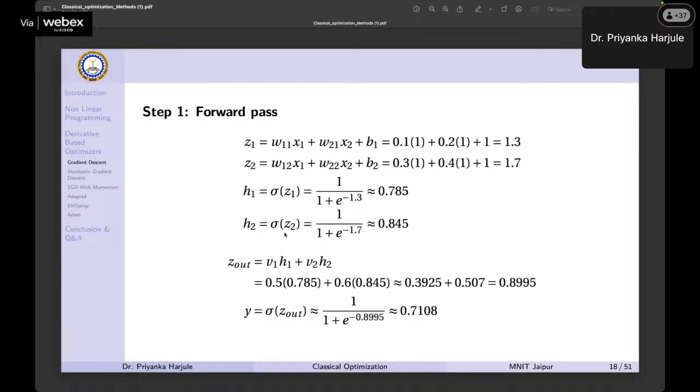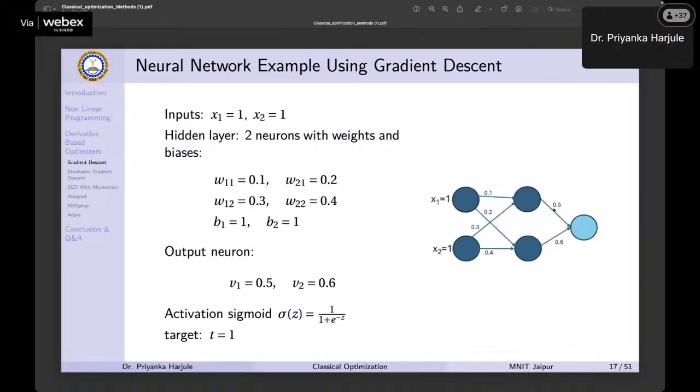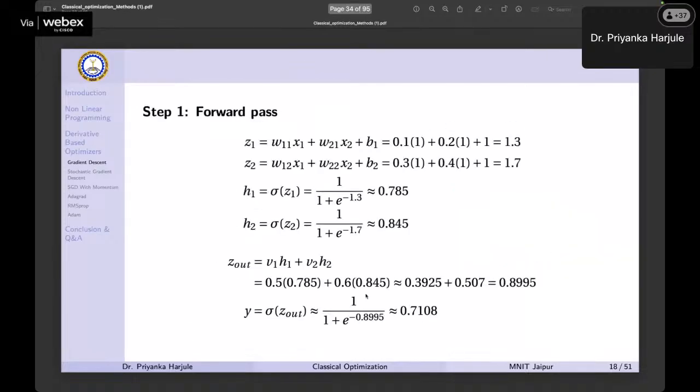Z2, which is 1 upon 1 plus e power minus 1.7. So this is giving us the values for the hidden layer H1 and H2. Now we will find out the output, that is V1 H1 plus V2 H2. V1 and V2 are the second set of weights which are connecting your hidden layer with the output layer. So 0.5 is V1 and 0.6 is V2. So V1 and H1 value that we have got from the previous step, and V2 and H2 value that we've got from the previous step. So that gives us the output, Z output.